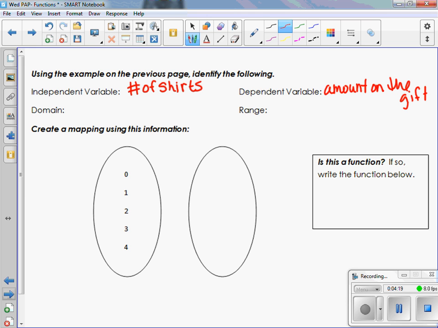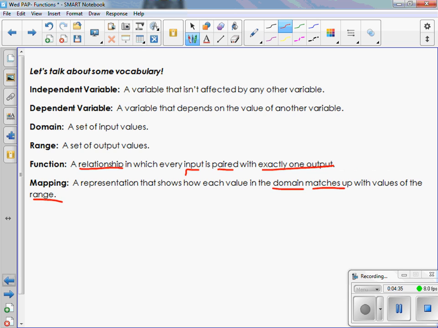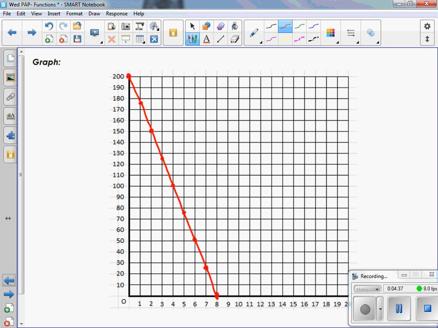Likewise, the input, in other words the domain, is how many shirts you bought. So when we looked at our domain, we could have bought 0, 1, 2, 3, 4. That was what was on our chart. But if we continued looking at our graph, we could have bought 4, 5, 6, 7, or 8 shirts as well. We could not have purchased 9 because our gift card didn't have that much money on it.